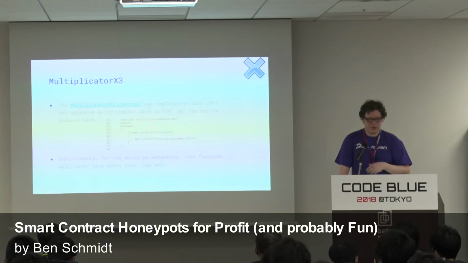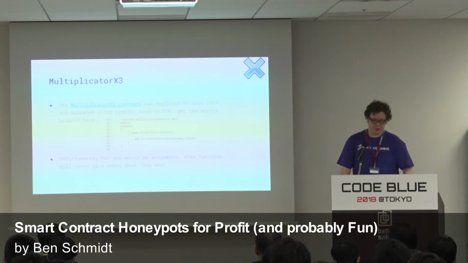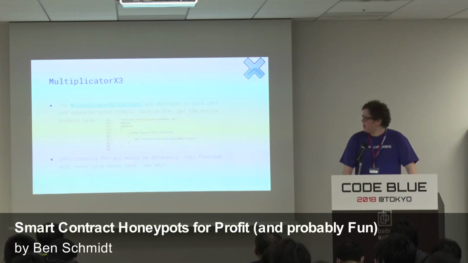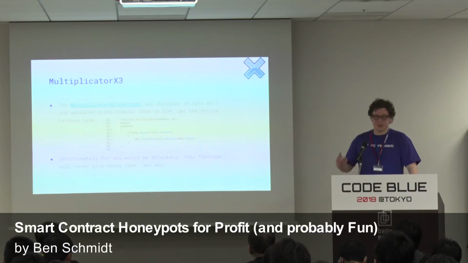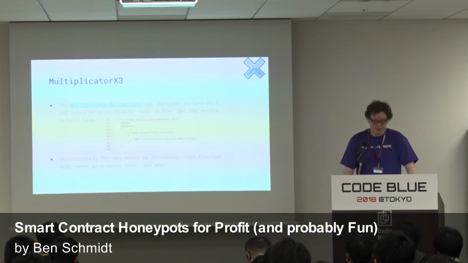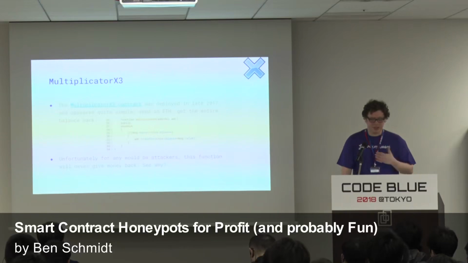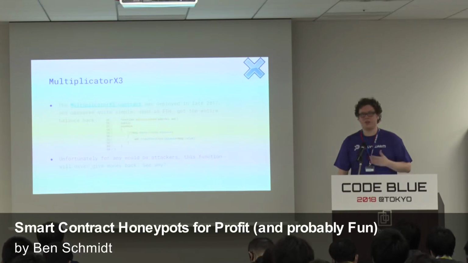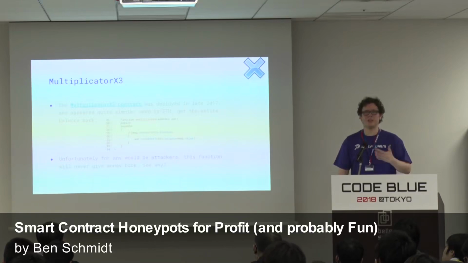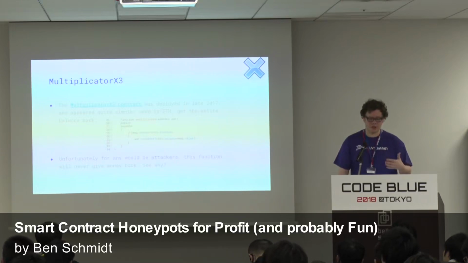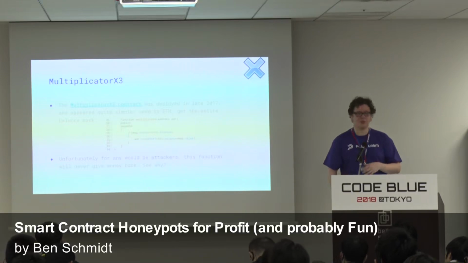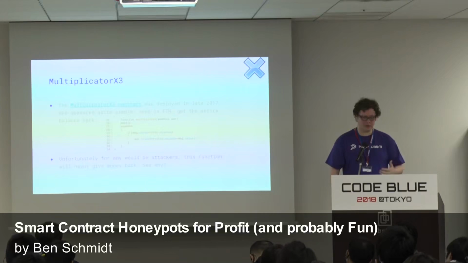So the multiplicator x3 contract was another pretty simple one. I'm not sure if this one is very obvious either, but the issue is that message.value has to be greater than or equal to this.balance. So what someone reading this thinks is that if they send in more money than what is already in the contract, they're actually going to be able to transfer out the entirety of the balances.